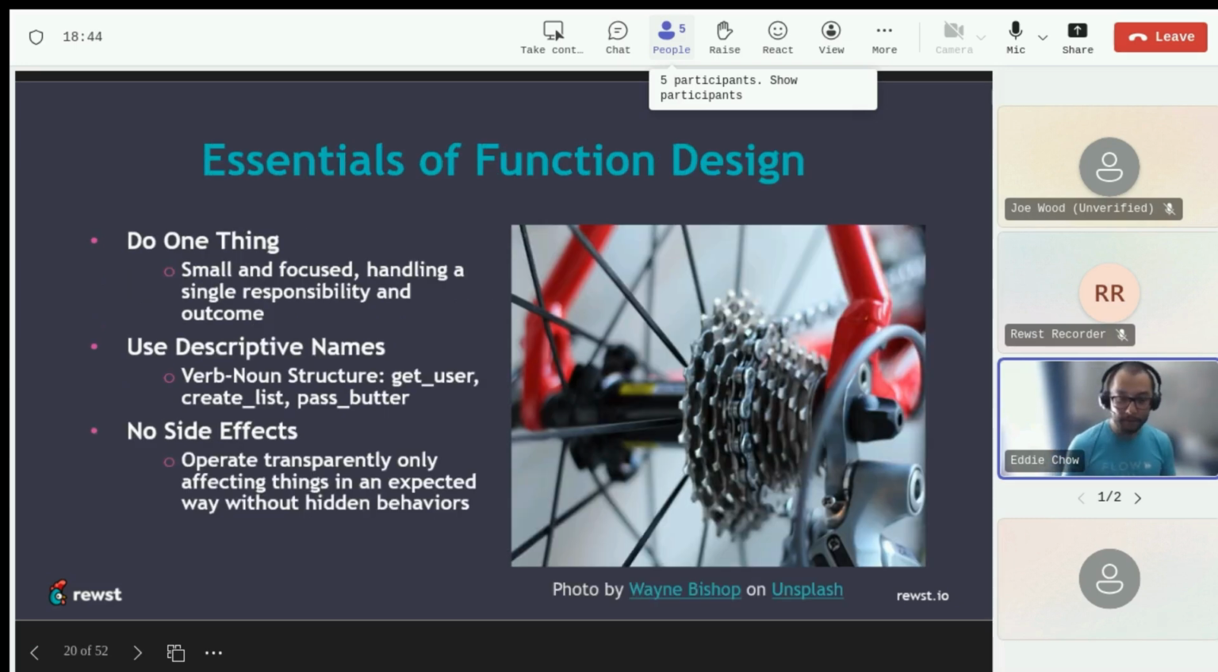And the same principles as creating a function are also applicable in creating our sub workflows. What is that one single responsibility that the sub workflow is going to have? Once we determine that, give it a very descriptive name that reflects what it's doing. From there, no side effects. We don't want anything to happen that we don't expect to happen based off of its single responsibility and the name that we gave it.